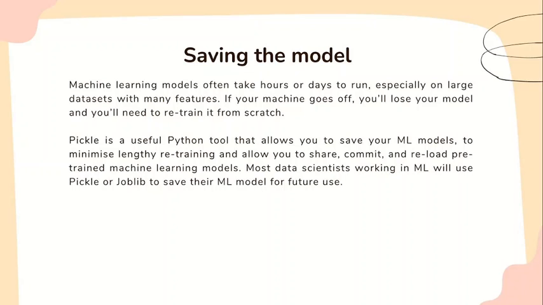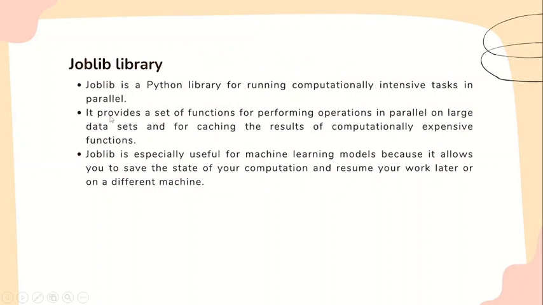Pickle is a useful Python tool that allows you to save your model to minimize lengthy retraining and allow you to share, commit, and reload pre-trained machine learning models. Most data scientists working in ML will use Pickle or Joblib to save their ML model for future use. Here I have used the joblib library to save our model. Let us see what is the function of this library.